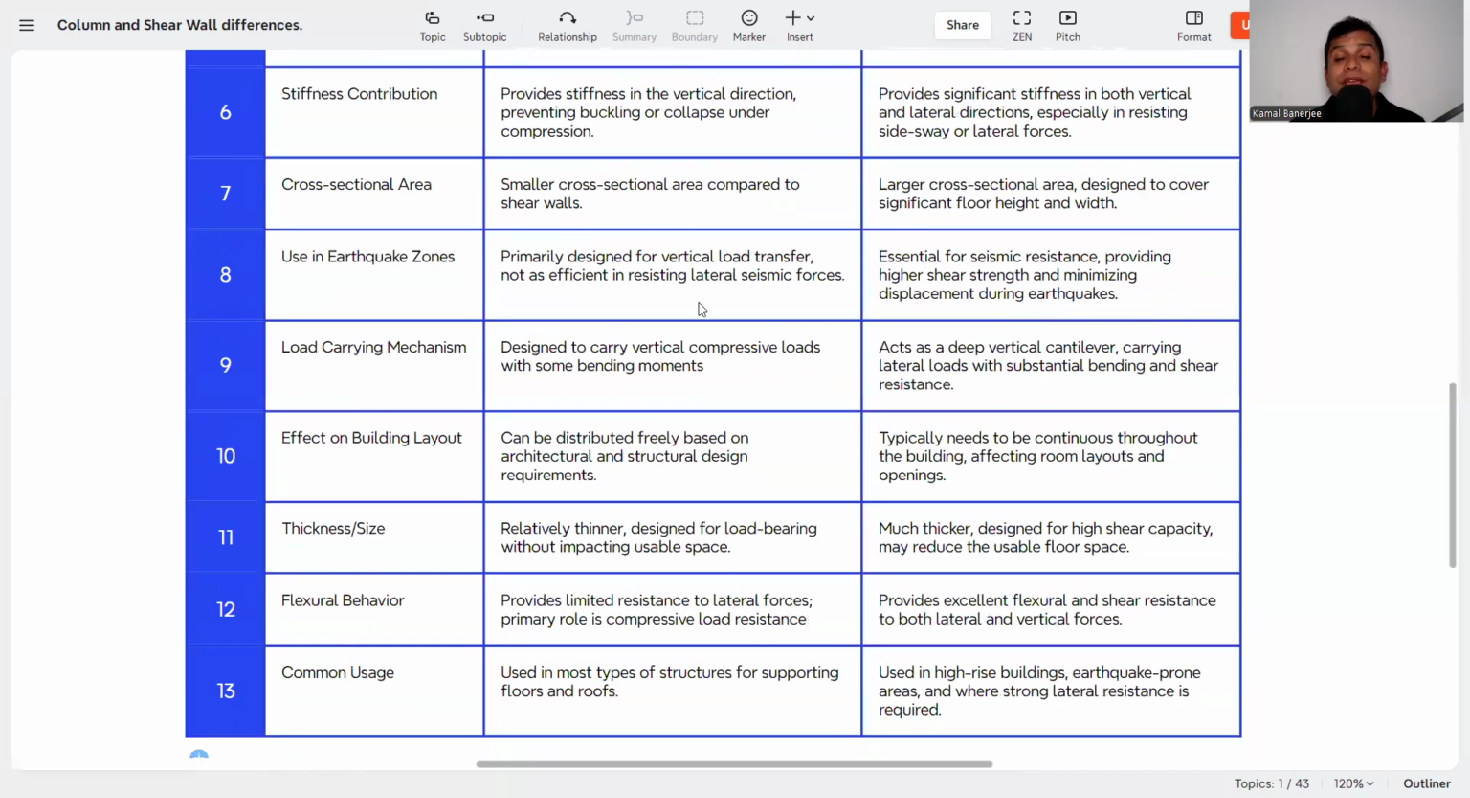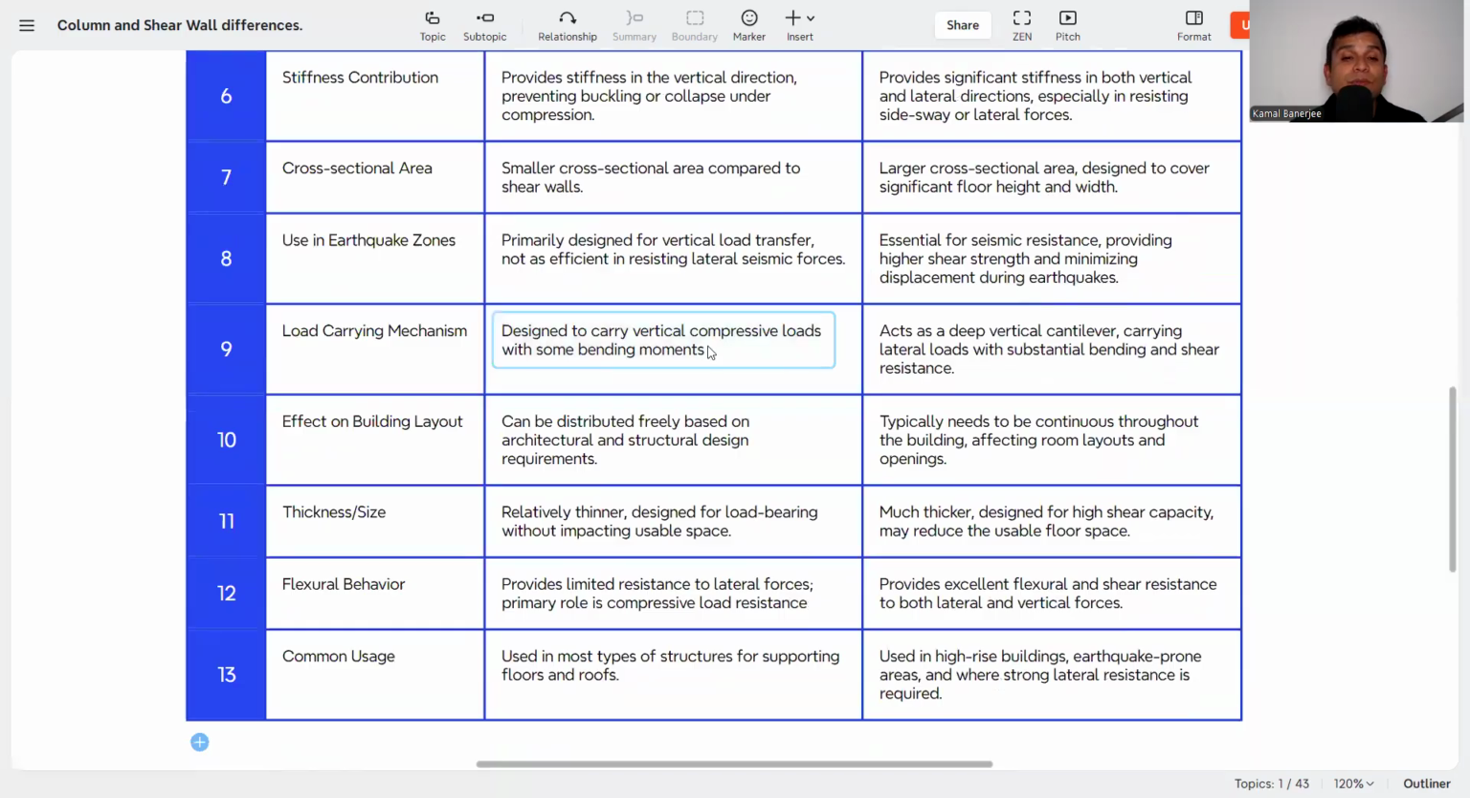So what is the load carrying mechanism? The column is designed to carry vertical compressive loads with some bending moments. The shear wall acts as a deep vertical cantilever carrying lateral loads with substantial bending and shear resistance. As for the effect on building layout, columns can be distributed freely based on architectural and structural design requirements, and typically need to be continuous throughout the building, affecting room layouts and openings. So it is required throughout the building.